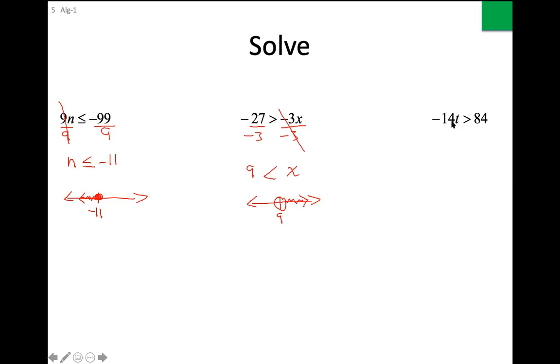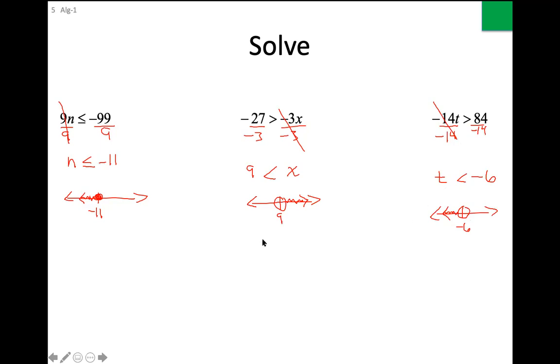Okay. Last one, negative 14 is attached to t through multiplication. We get rid of that by division. We're dividing both sides by negative 14. Oh, I just said divide both sides by a negative. So notice, before I write any numbers, I flip the inequality so I don't forget. Negative 14s cancel. 84 divided by 14, I believe that's 6. Positive divided by negative is negative. We get negative 6. Open circle. T is smaller than negative 6, so the solutions are smaller than negative 6. And there you go.